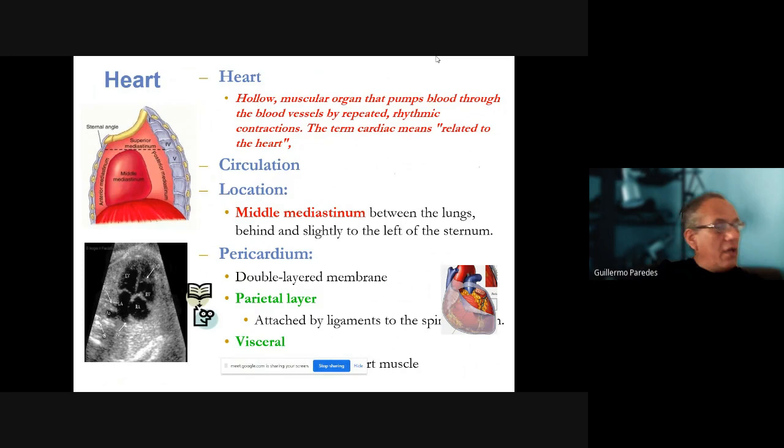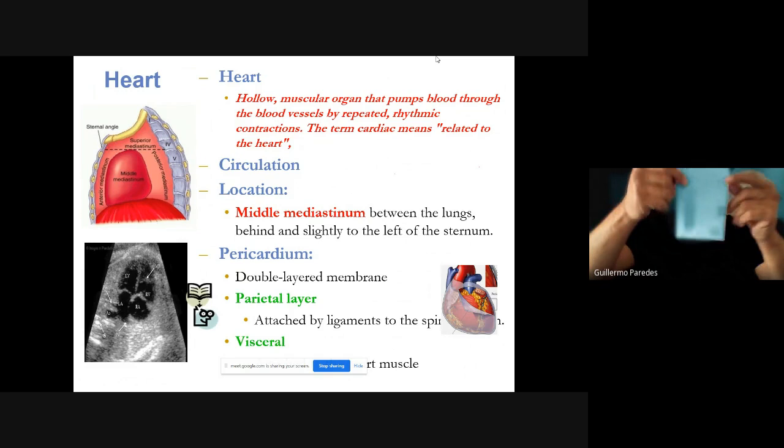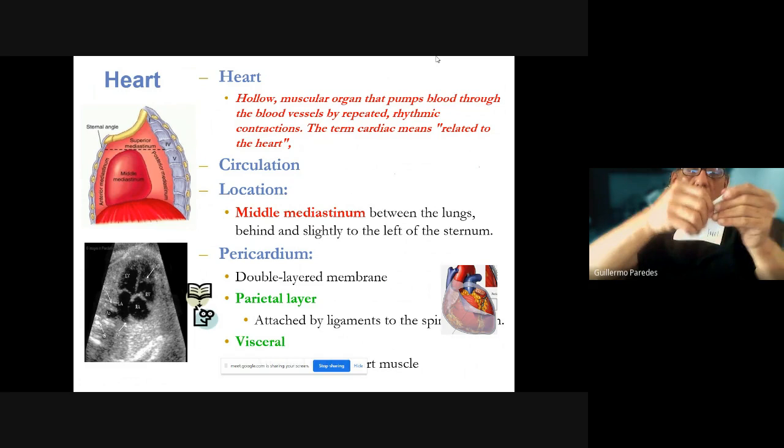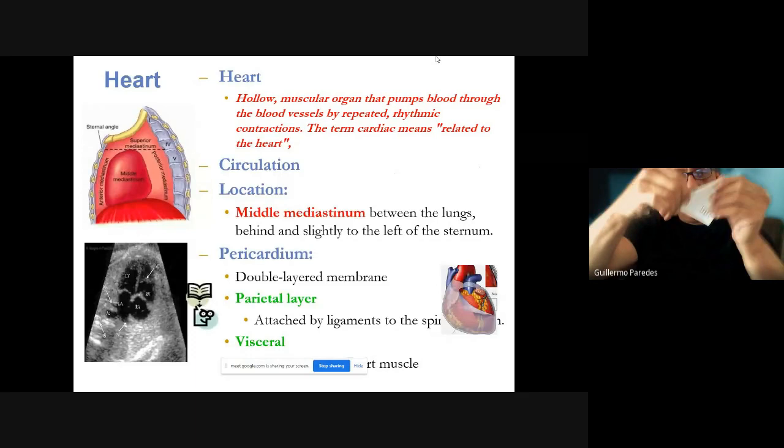I'm going to give you some clinical considerations from the very beginning. Can you see my envelope here? Let's make it like a triangle. So you see a triangle here. Can you see my paper or not? Can you see it? Yes. Okay, thank you.